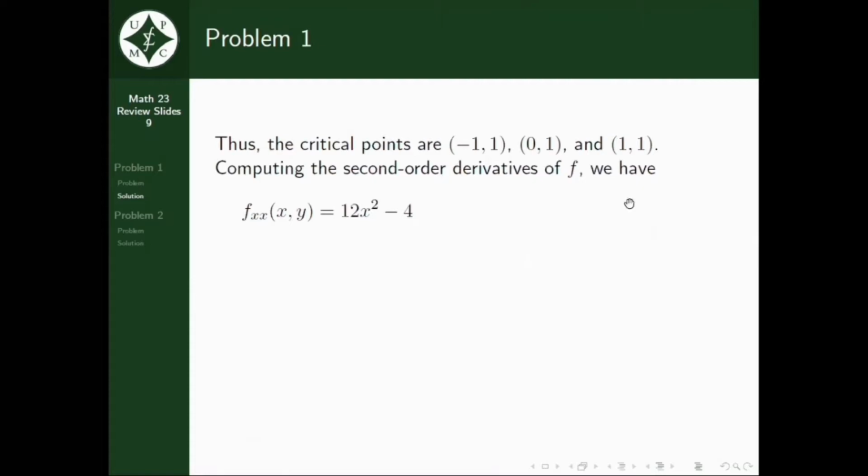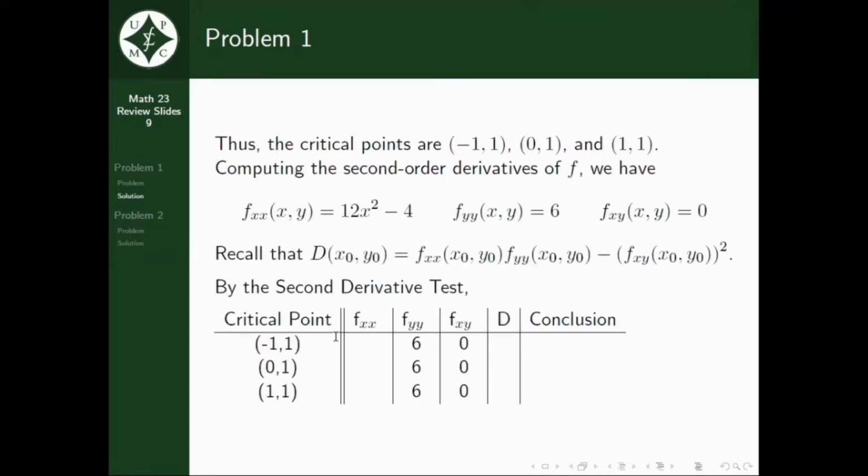Now, let's compute the second order derivatives of f. First, the f sub xx, we have it equal to 12x squared minus 4, while f sub yy is just equal to 6. Okay? And lastly, f sub xy is just equal to 0. Now, it's time to make a table, and we just have to recall that D, the big D, is equal to the expression given here.